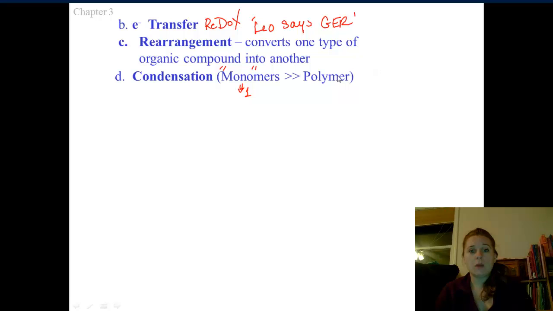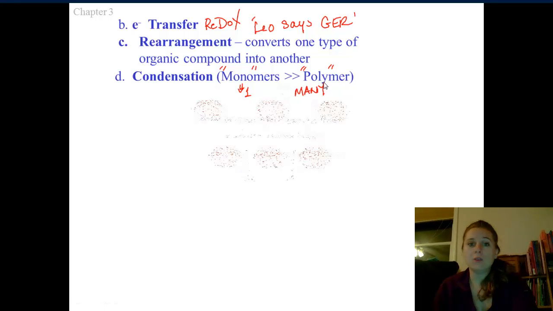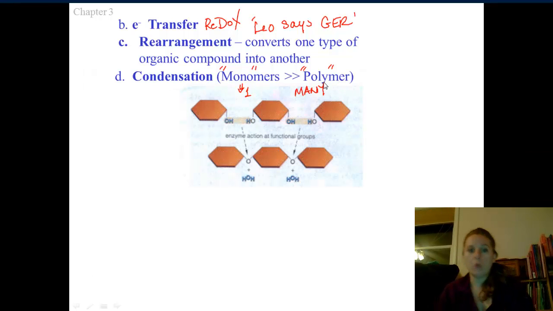This is when we take a monomer and we convert it into a polymer. And a polymer, when you see the term poly, that means many. So we're going to take all of these building blocks and we're going to combine them into a very big molecule. And in condensation reactions, in order to connect these molecules, you have to remove a water group.